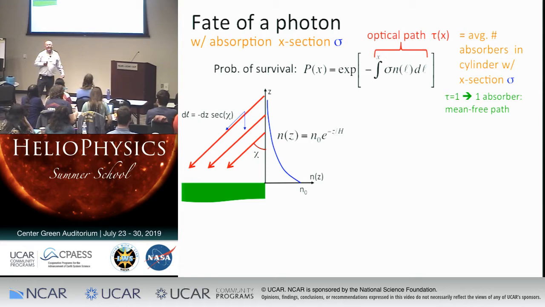Because it's an average, okay? So if the average number of absorptions is one, then actually my probability of being absorbed once is e to the minus one. And my probability of being absorbed, this is my probability of survival, actually. This is the probability of not being absorbed at all. It's also e to the minus one.